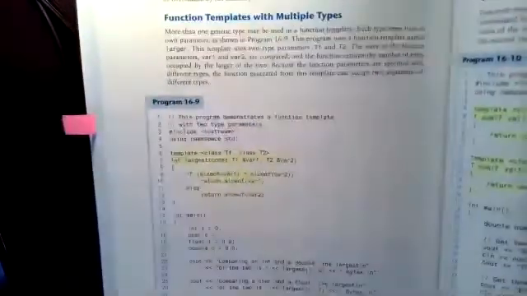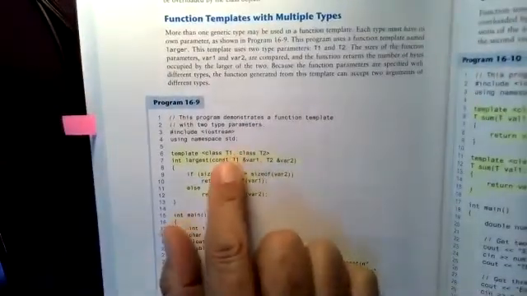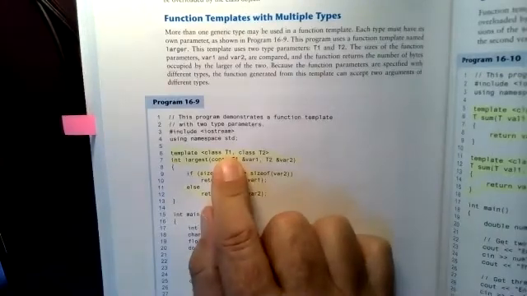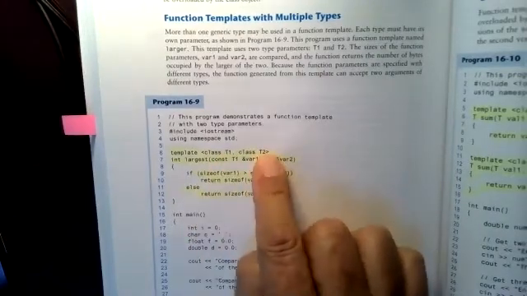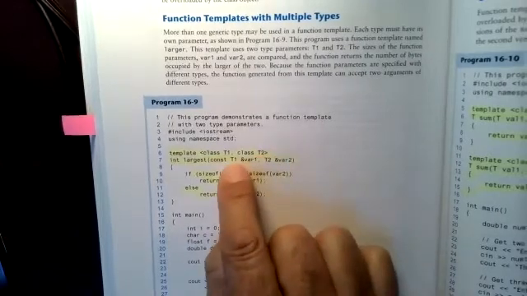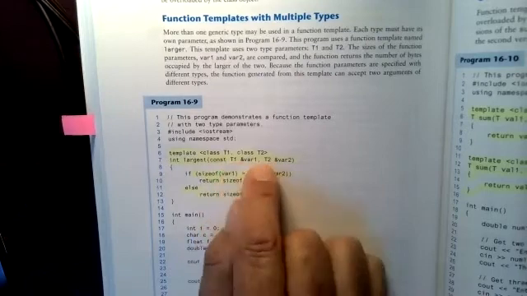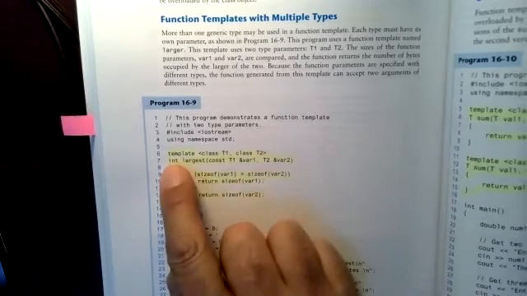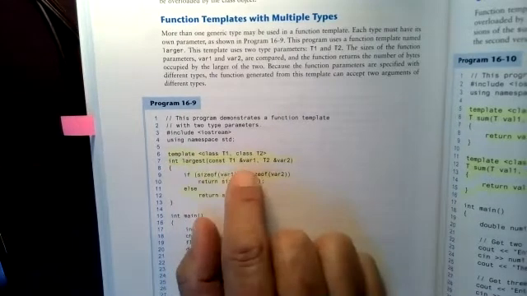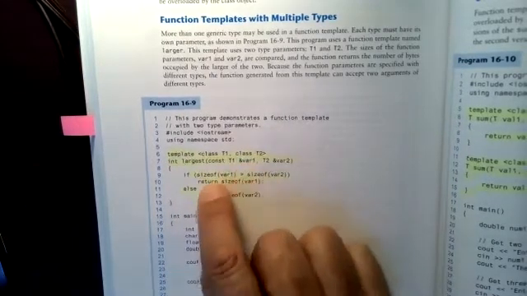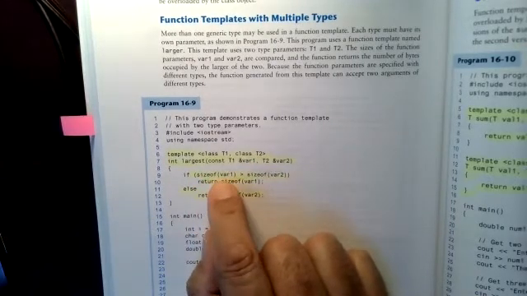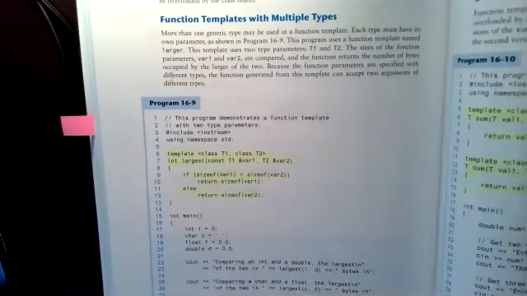Another example. Now all of a sudden in my template declaration, I have a class T1 and a class T2, which means I'm dealing with a variable type, I don't know what it is here, and a variable type, I don't know what it is here. I have a return type of an int. These are reference variables. I come in and compare which one is larger, and I use the function sizeof.